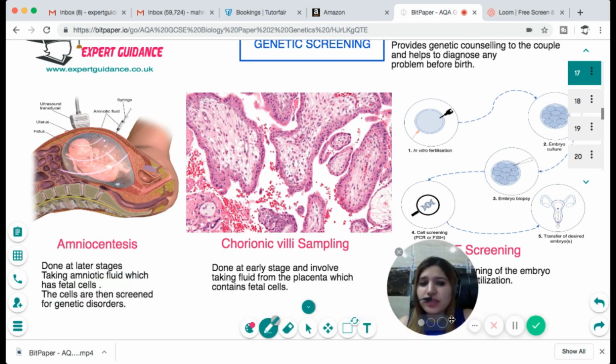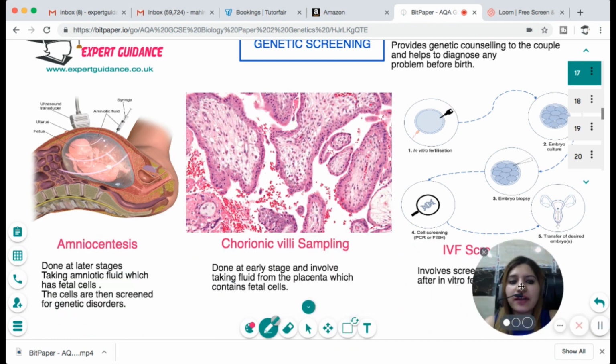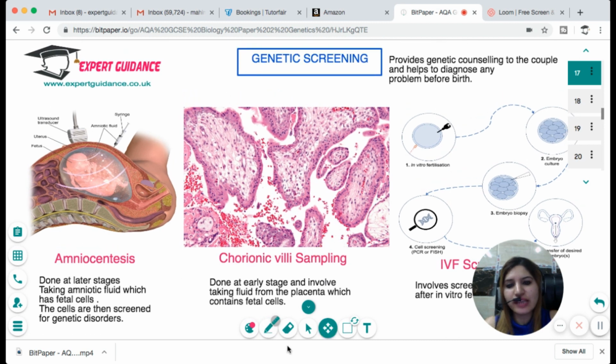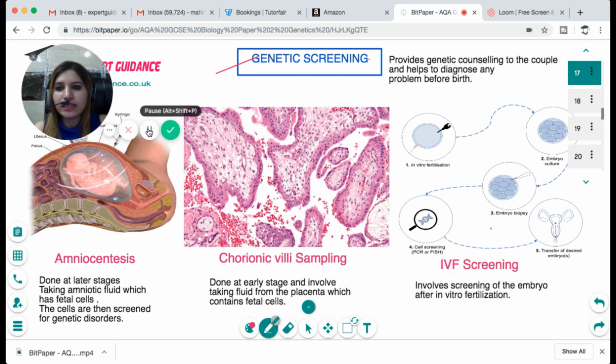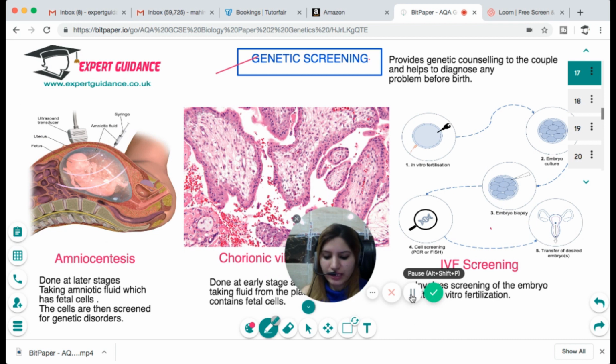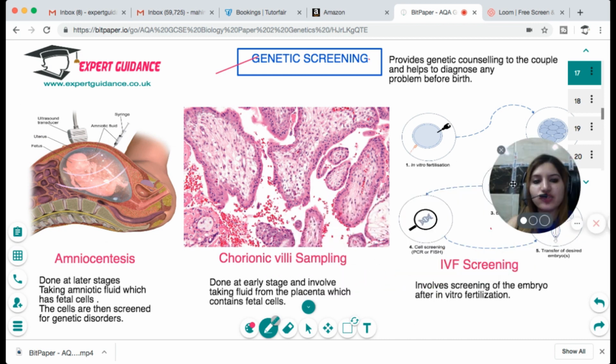Now, since we know there are a lot of genetic disorders, there's another thing which is very hot these days: genetic screening. Now, what is genetic screening? Genetic screening is where we basically screen the genes of the unborn child to find the likelihood of getting a disease. Now, in genetic screening, when we screen the genes of the unborn child or the fetus, we can find whether the child is suffering from any diseases or not.